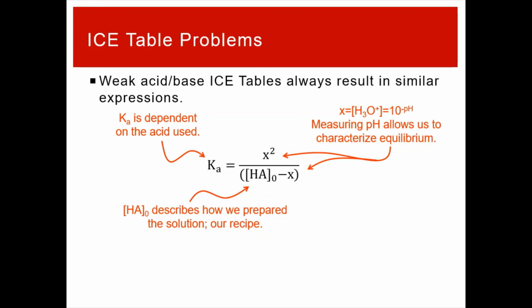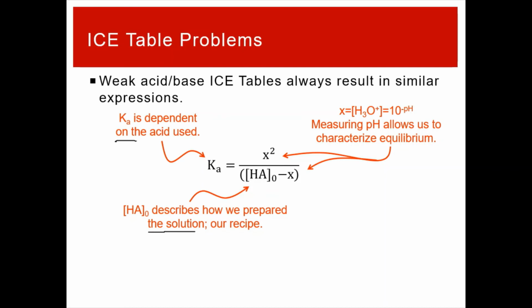First is the Ka, which is dependent on the acid used, right? We've always known what the acid is previously, or base or whatever it is, and that gives us what the Ka is. We can look it up in a table. And then the final thing is the actual initial concentration of the acid, how you try to make this solution, what the recipe is.